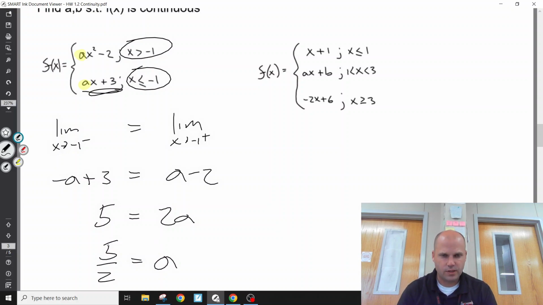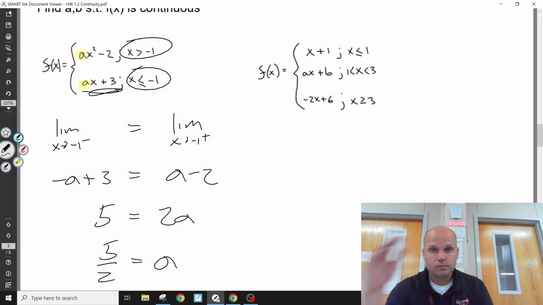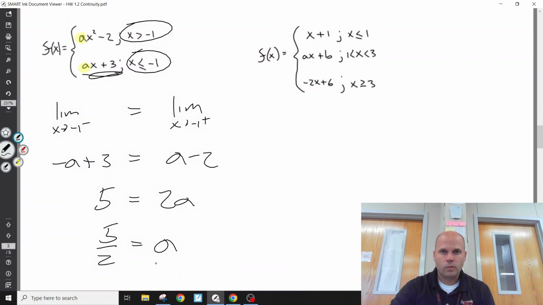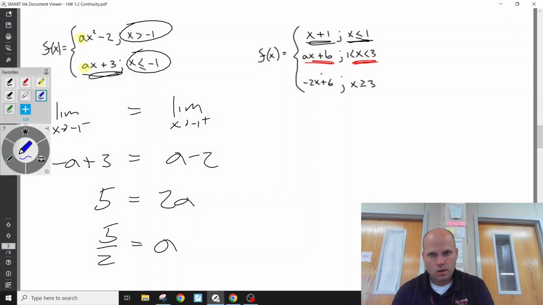Don't divide by 5. That's silly. Cool. Next, 3 pieces. This piece is used up until 1. Then from 1 to 3, this piece is used. And then from 3 on, that piece is used.